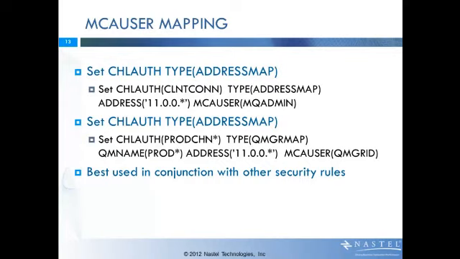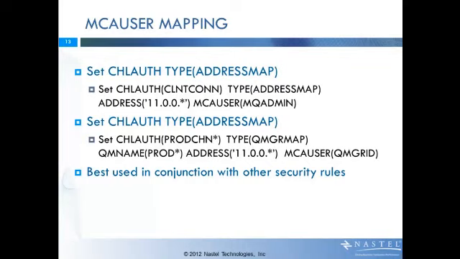Here we're identifying the MCA user mappings that can be used. So here we're using address map. And what we've said is that any IP address that's in the range of 1100 anything, when connected to this channel client con, gets to be an MQ admin. Now again, those names would need to be defined separately, but they define the access rights from these IP addresses, and basically any of them that tried to connect to client con would be getting an MQ admin user.